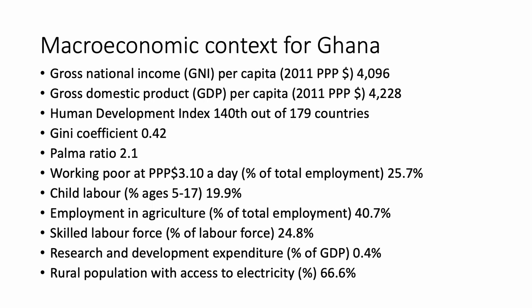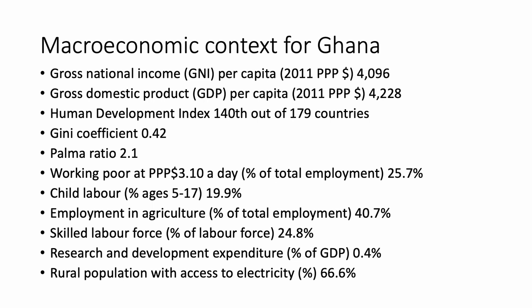So instead of just using $1.90 per day as an extreme poverty measure, they look at the percentage of people in work who are earning less than $3.10 a day, and that in Ghana is over a quarter of the labour force who are basically defined as in extreme working poverty.